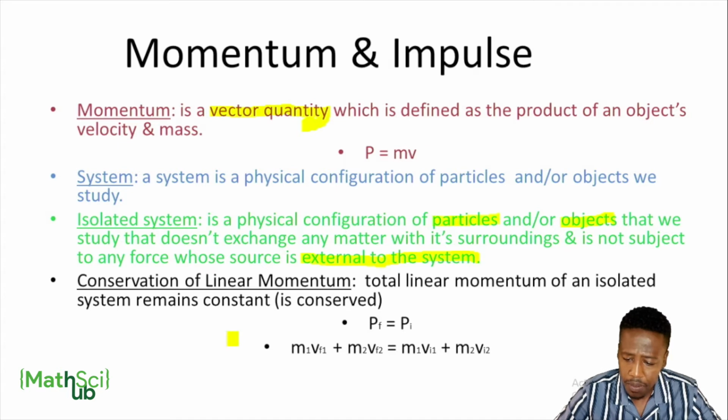Now, in terms of an equation that describes conservation of linear momentum, it says the final momentum equals your initial momentum, right? Remember, we said momentum is what? It's a product of objects' velocity and mass.